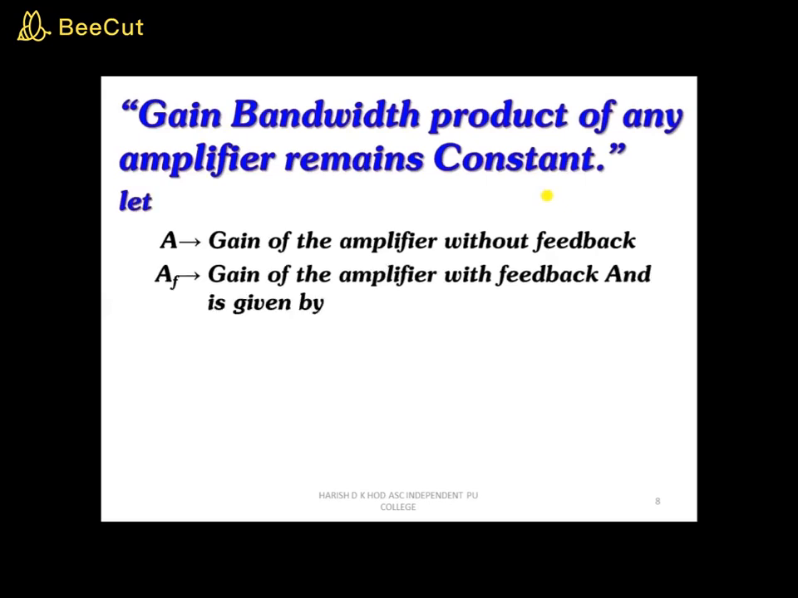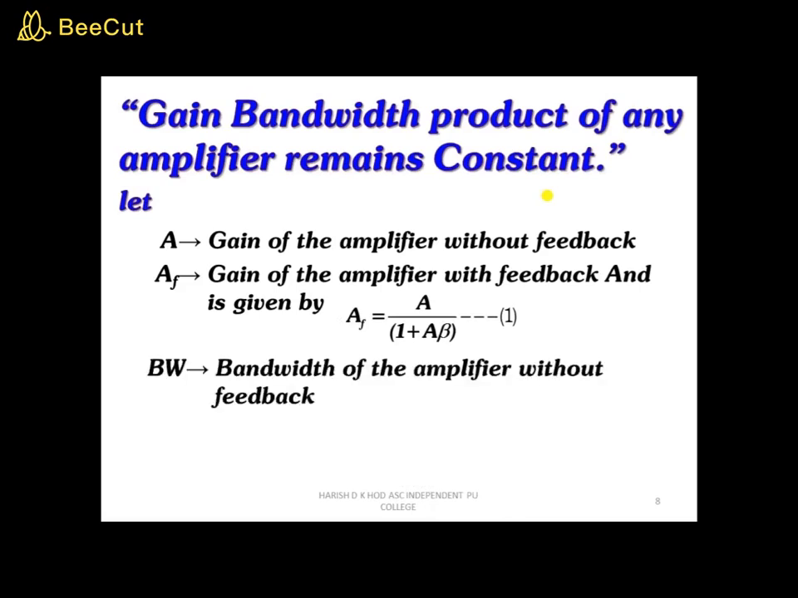Now, as I told in the previous cases, before we derive any equation, first we should define the terms. So, let A be the gain of an amplifier without feedback and AF the gain of an amplifier with feedback, given by AF is equal to A divided by 1 plus A beta, which I call equation number 1. And let me consider BW as the bandwidth of an amplifier without feedback and BWF as the bandwidth of an amplifier with feedback.